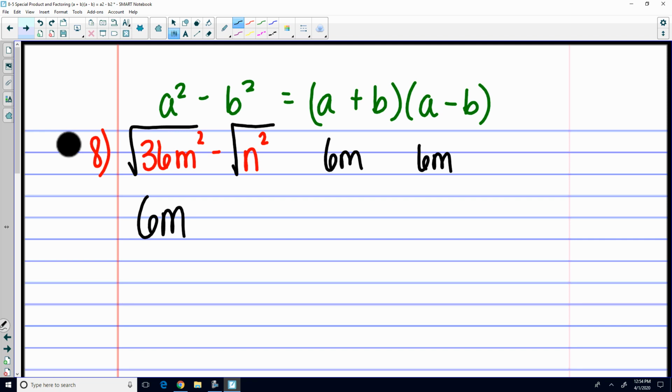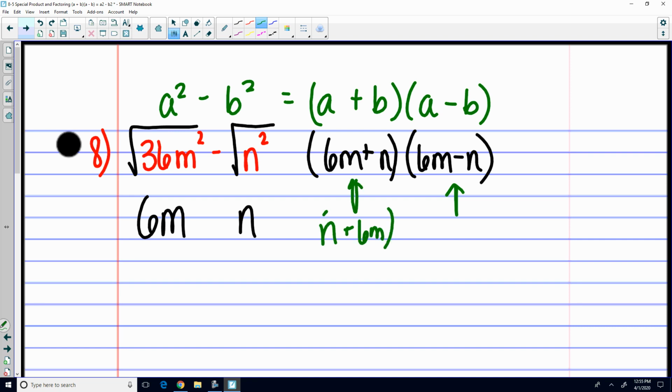Unsquare, or take the square root of n squared, which would give me an n. And then I add my addition in parentheses, my subtraction in parentheses. The reason we can't flip this is because of this part of the binomial. You could totally flip and write m plus 6m and not be wrong, because that's the same thing. But n minus 6m is something completely, totally different. That's why we cannot flip these positions.